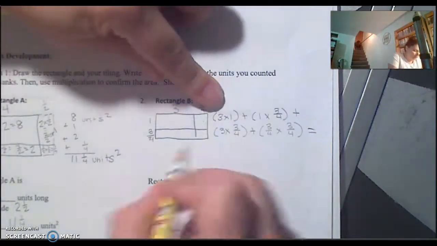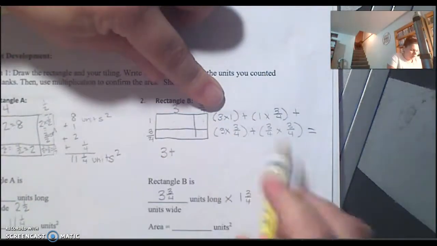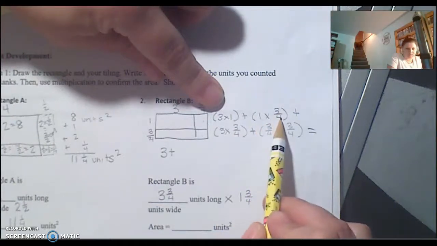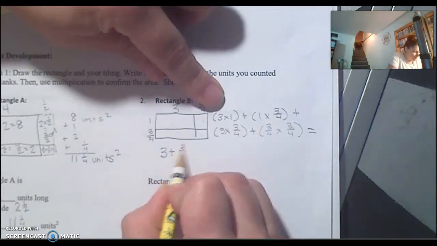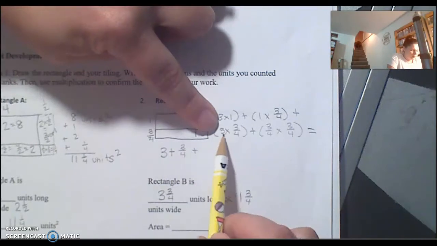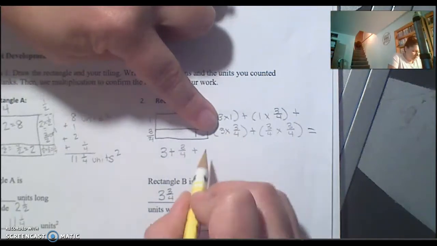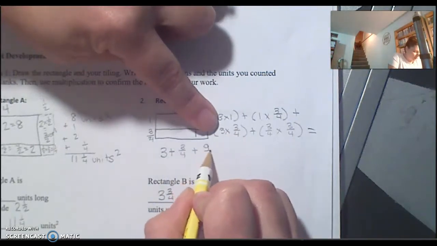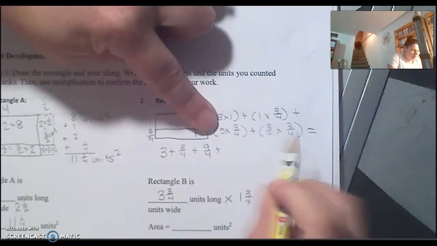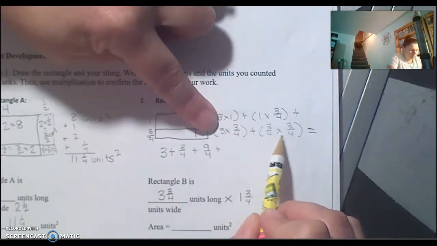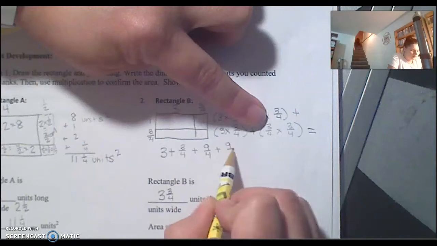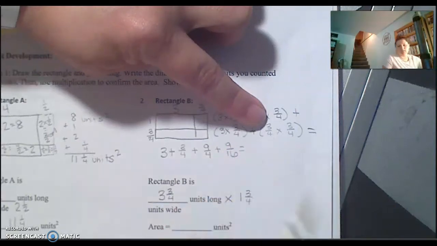3 times 1 is 3, plus 1 times 3/4 equals 3/4, plus 3 times 3/4 equals 9/4, plus 3/4 times 3/4 is equal to 9/16.